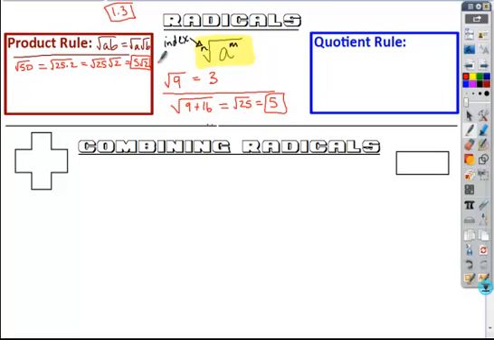Now, hopefully you don't have to go through each of those individual steps. At this point, you should be able to look at it and get through that whole process pretty seamlessly. And so I want you to try. I'm going to make it a little bit tougher by adding some variables in here.